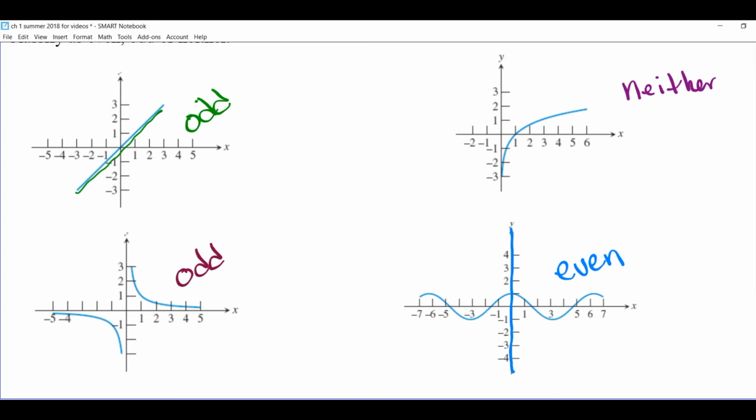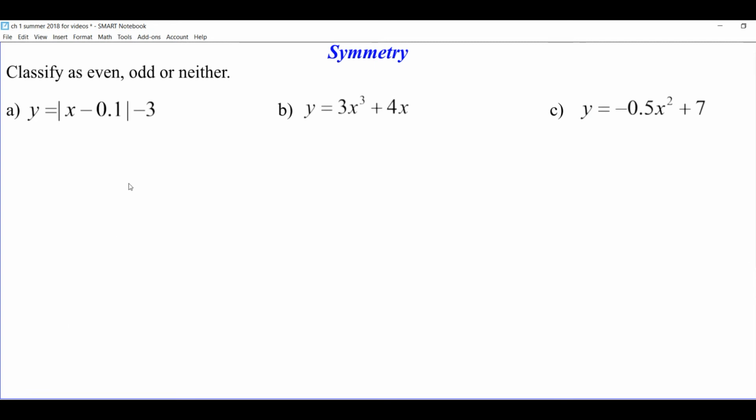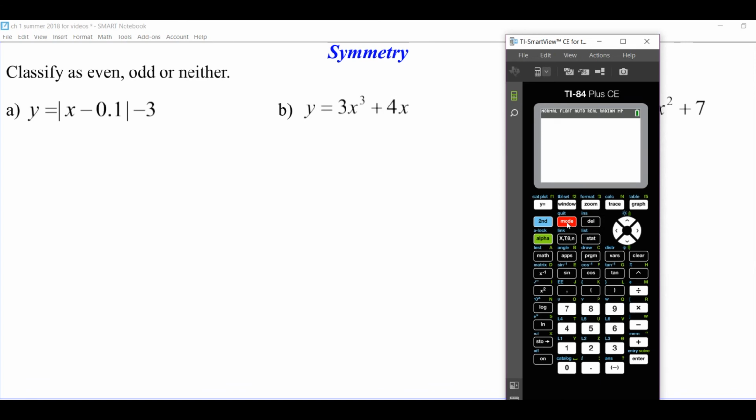So when you're looking at the graph, you're really just looking for some symmetry: rotationally symmetric about the origin or reflectionally symmetric about the y-axis. If we're working with some equations, what we can do is use the graphing calculator. So from an equation, what we want to do is just go ahead and graph that on our graphing calculator.